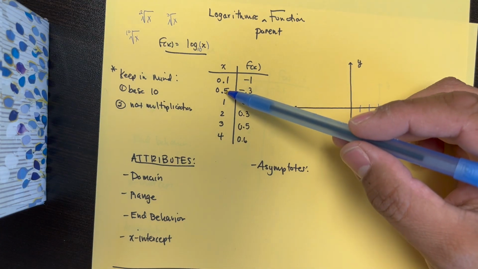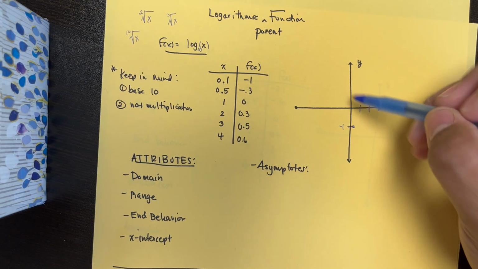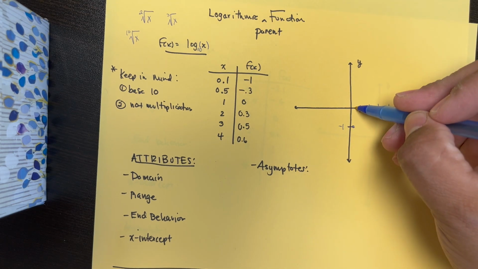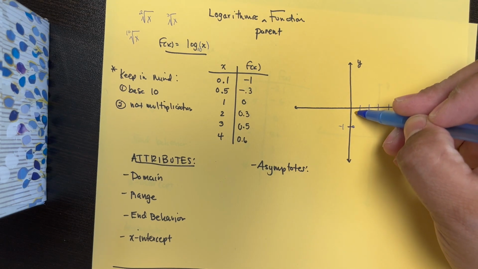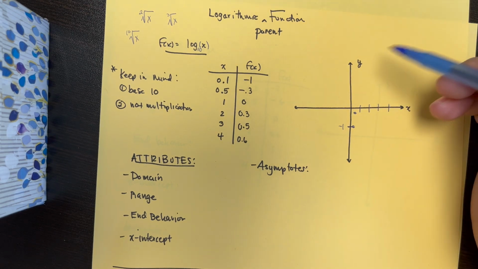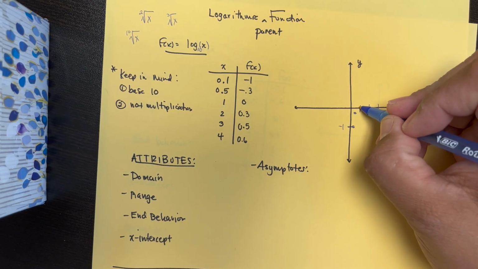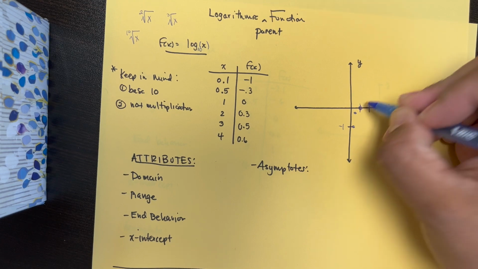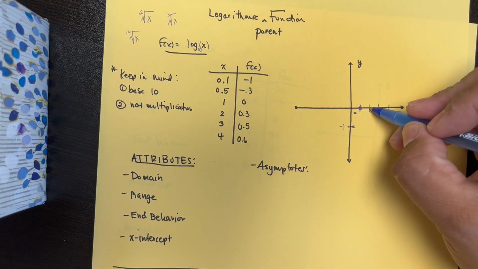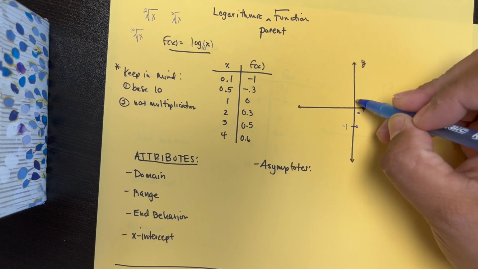Okay, the next one is 0.5. When I plug in 0.5, I'm going to get a -0.3. So 0.3 is less than half, but more than a quarter. So it's about there. Okay, the other one is 1, 0. So that's where it crosses the x-axis. The other one's 2, 0.3. So I'm going to go over 2, up 0.3.